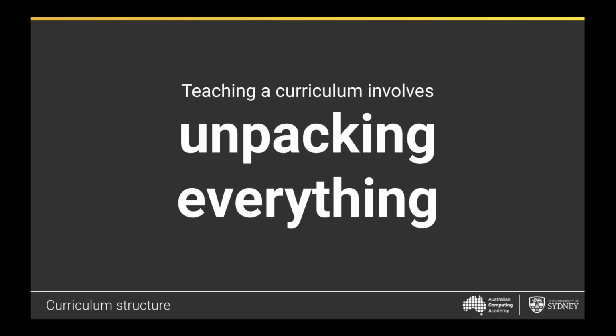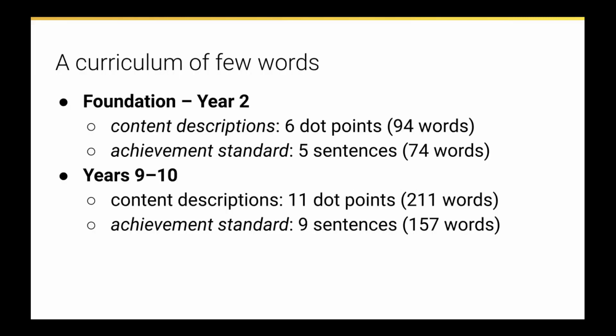And just to give you an idea of how few words we're talking about, in Foundation to Year 2, it's literally 6 dot points with 94 words and an achievement standard of only 74 words. By Year 9 and 10, we get to the relatively luxurious 9 dot points, or content descriptions, and 9 sentences, 157 words. So, of course, it's not surprising if you find yourself reading the digital technologies curriculum and going, I have no idea what they actually meant by that, or how that might look in the classroom. Don't be surprised. That's kind of the way we have felt in the writing process as well.